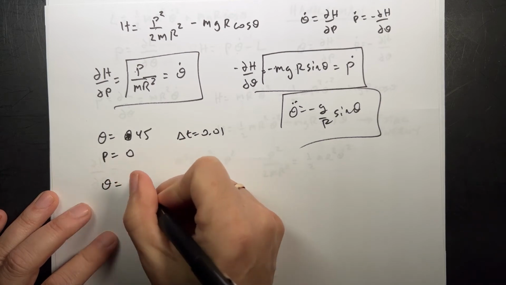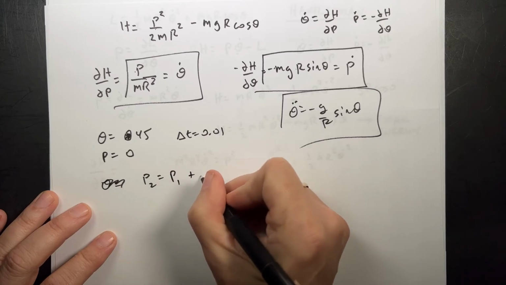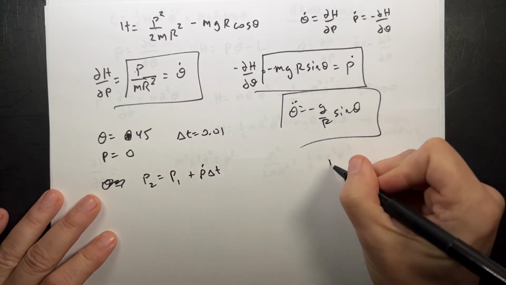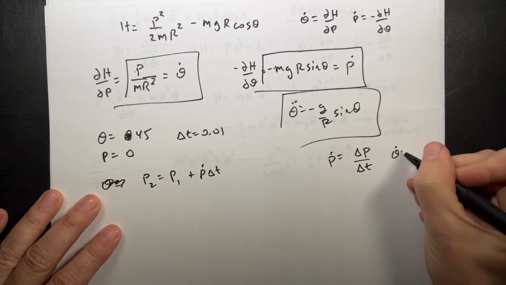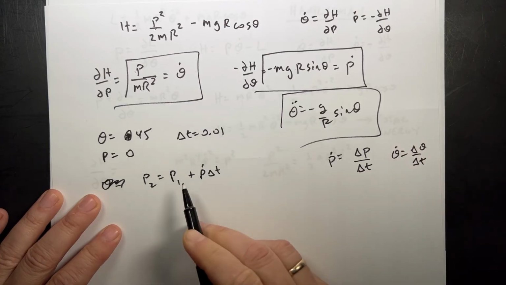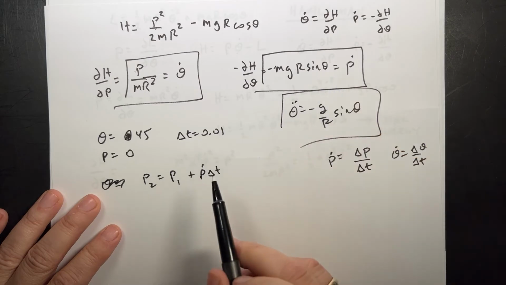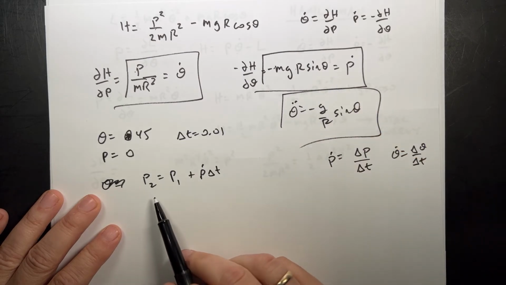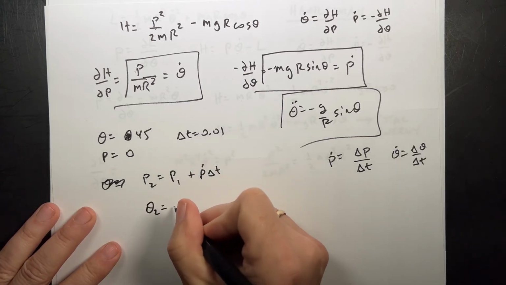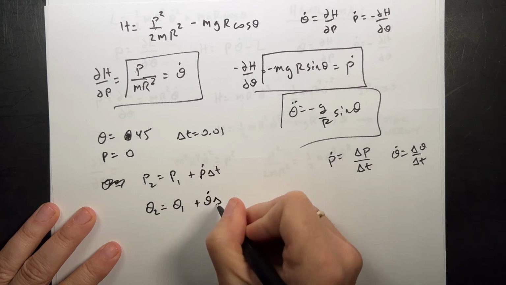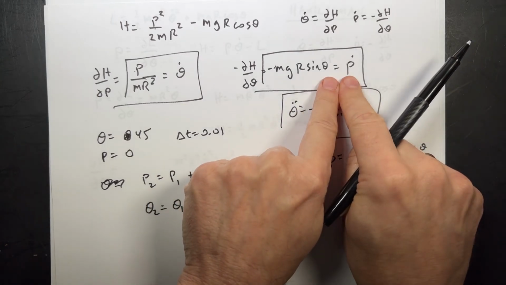So I can say theta, let me do the p first. P2 is P1 plus P dot delta t, right? That comes straight from P dot is delta P over delta t. Theta dot is delta theta over delta t. So if I know the starting momentum, I can calculate P dot right there. I can plug it in here and find the new P. And then I can do the same thing for theta dot. I can say theta 2 is theta 1 plus theta dot delta t, and I can calculate theta dot right there.